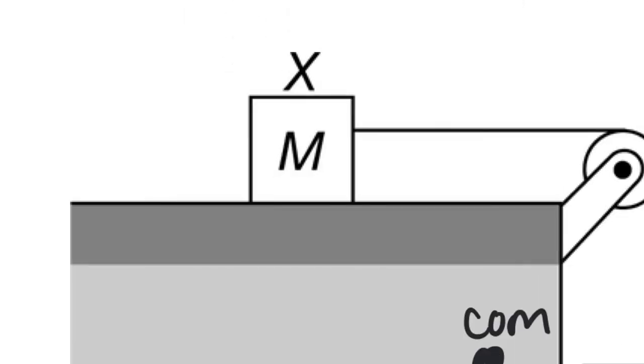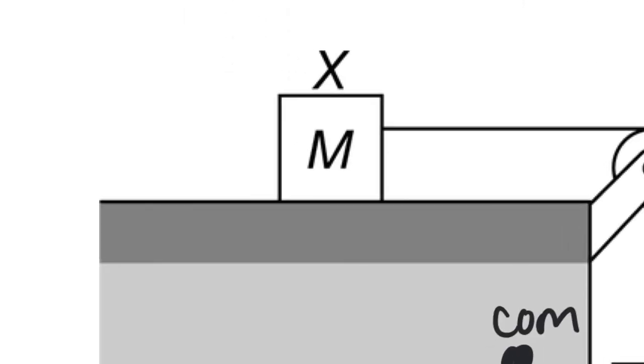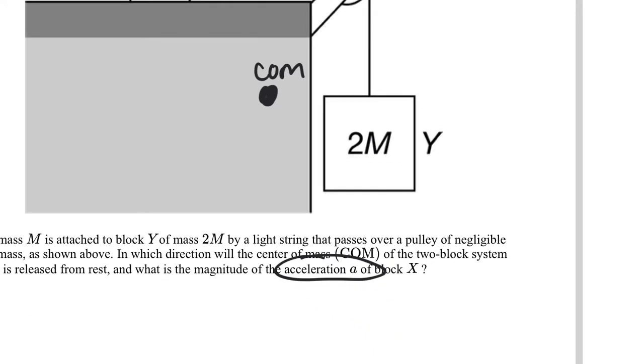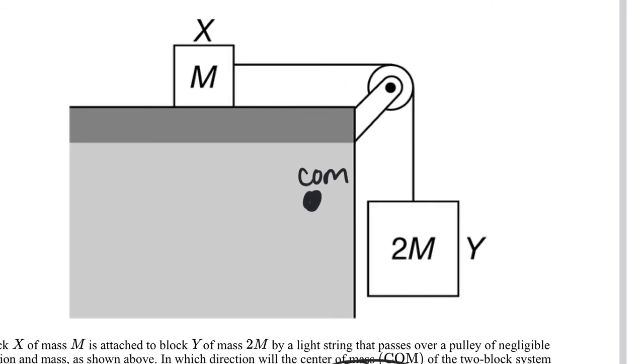X, moves to the right. X moves to the right and Y moves down. So then this center of mass is going to move down and to the right. Okay, so it's going to be a little bit kind of like that. Not the most accurate, but that's going to be my center of mass.